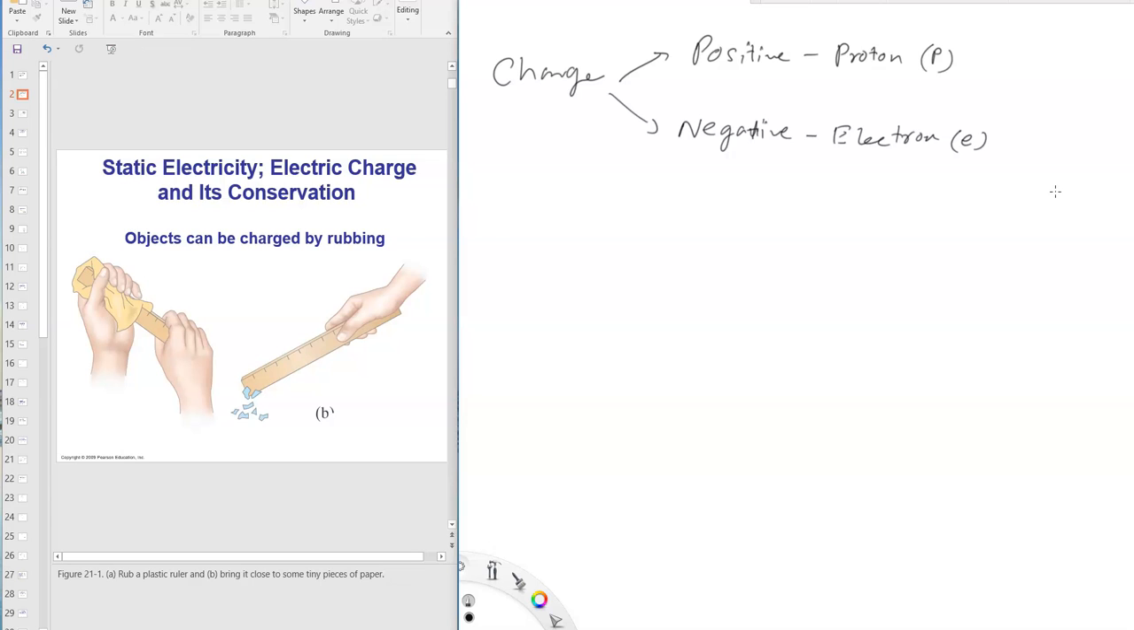So let's start with how to add or remove charge from an object, how to make an object charged. As you see in this slide, objects can be charged by rubbing.